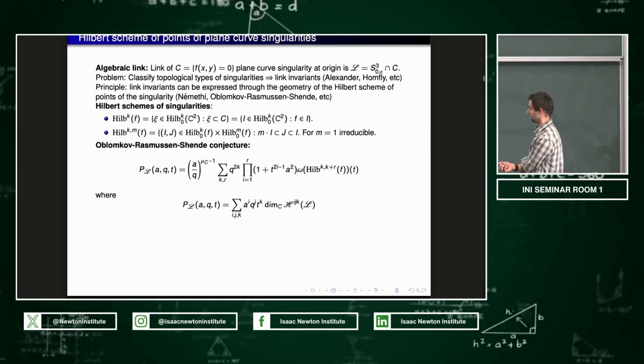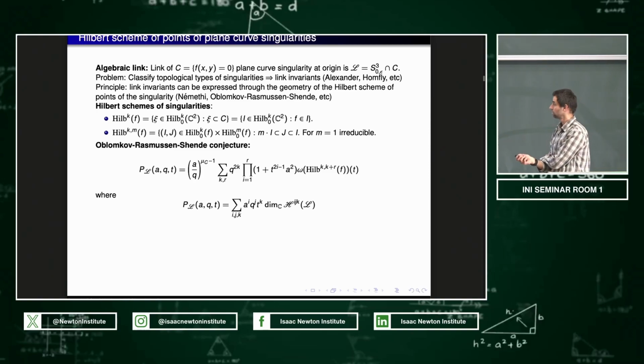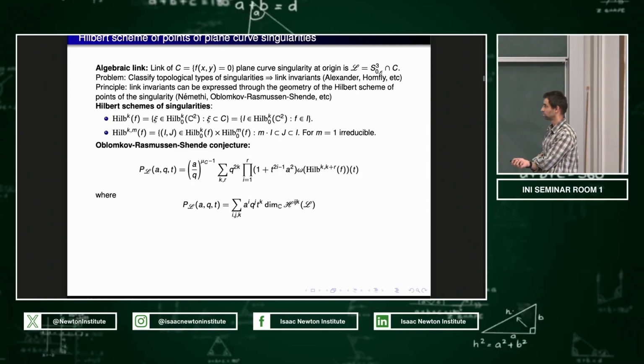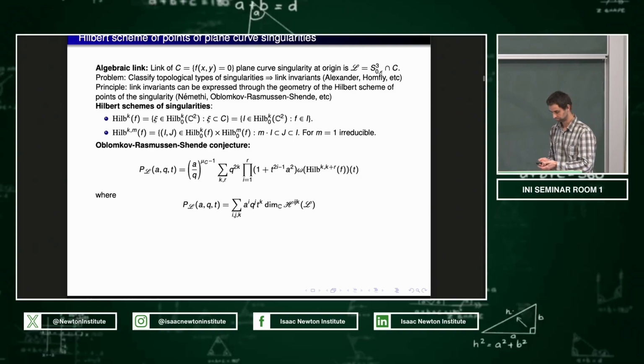This basically connects a link invariant, the Poincare polynomial of a triple graded homology theory of the link, and the geometry of the Hilbert scheme, or at least the refined Hilbert scheme of the singularity. On the right hand side we see a generating function, where omega stands for the weight polynomial, something which you derive from the Hilbert scheme of points of the singularity, and this one cooks out a link invariant of the singularity.